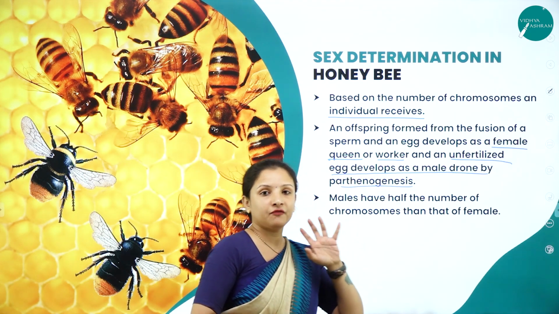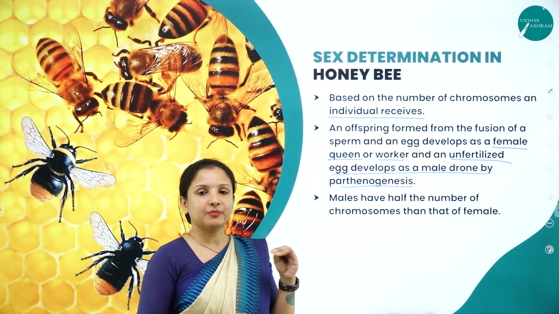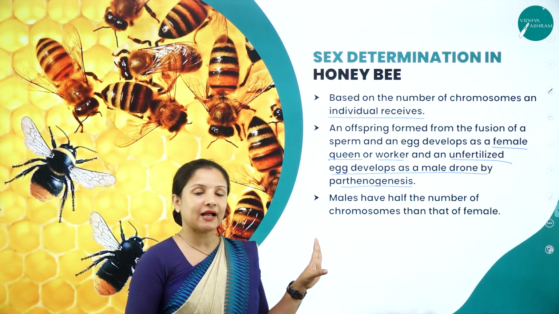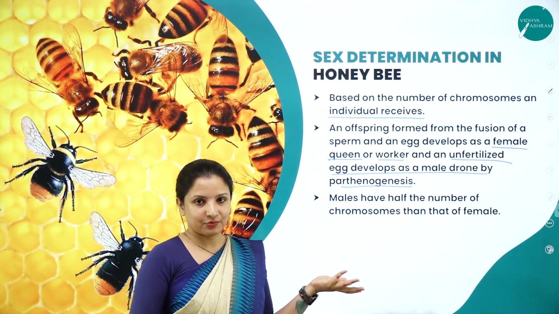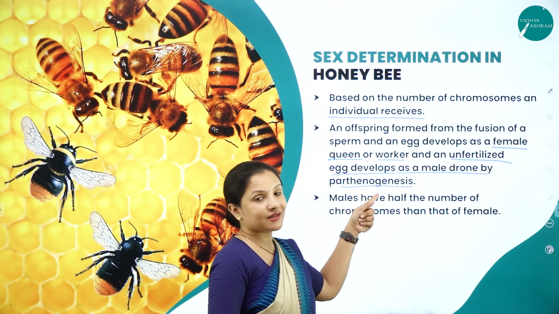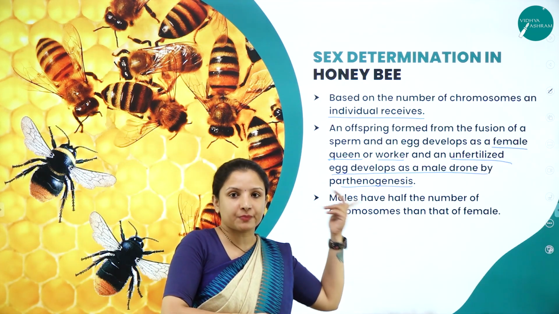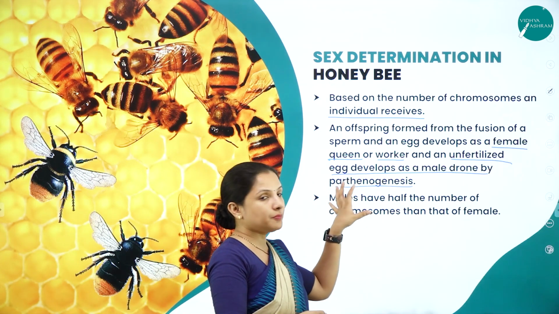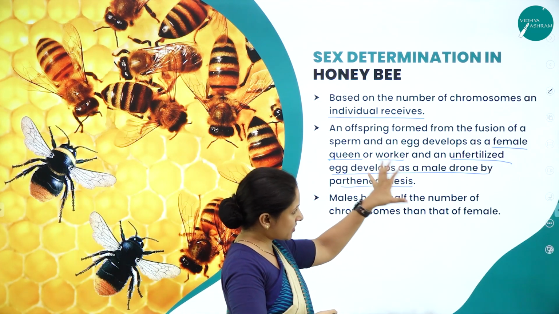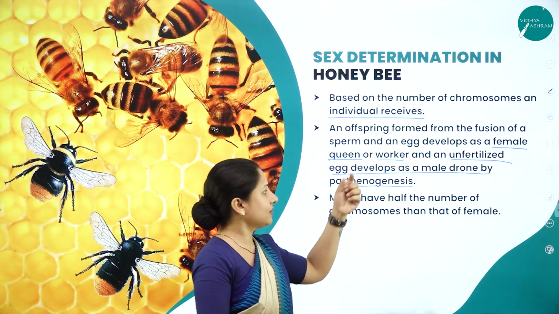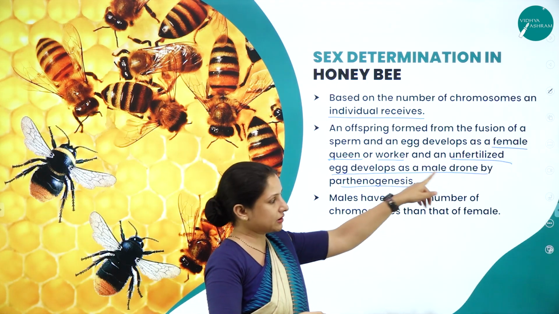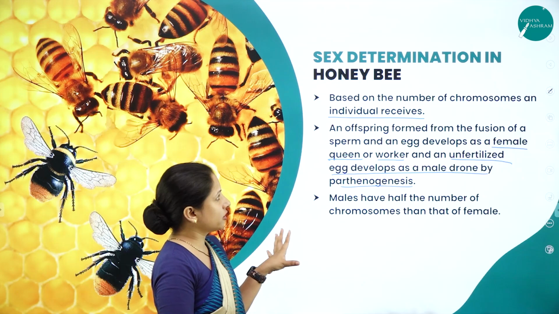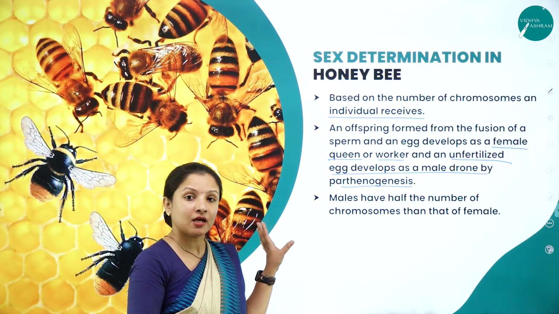Now, sometimes what happens, fertilization will not take place and even then the babies will develop. That is by a process called parthenogenesis, like how we have parthenocarpy in fruits. Here it is called parthenogenesis. Now, such unfertilized eggs will develop into the male drones. So, that is called parthenogenesis. So, parthenogenesis is seen in honeybees.